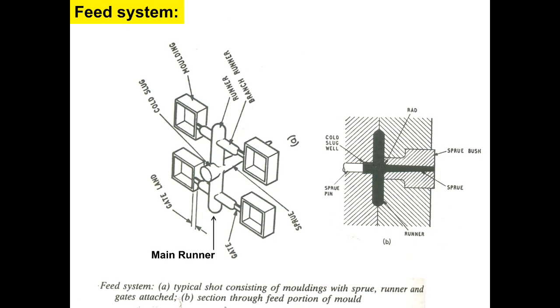So this is the multi-impression die, a multi-impression mold. You can observe four components are formed here. You can observe the sprue, then the runner, main runner, then branch runner, and then gates, and the four components are to be molded.